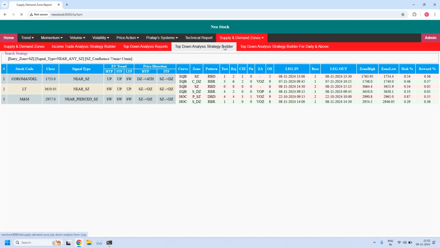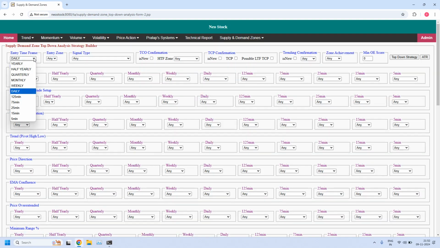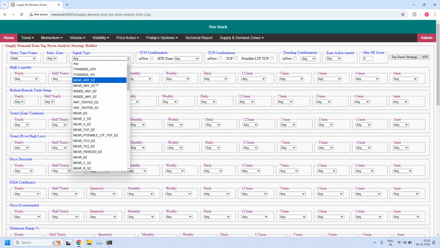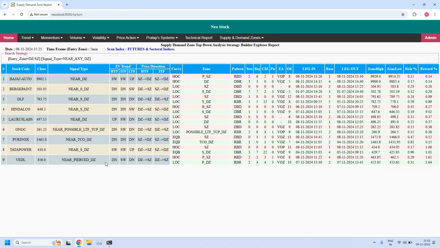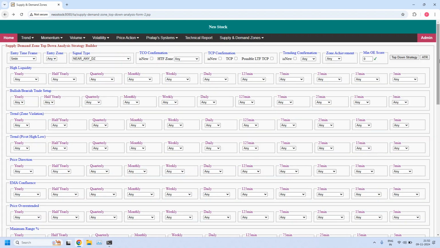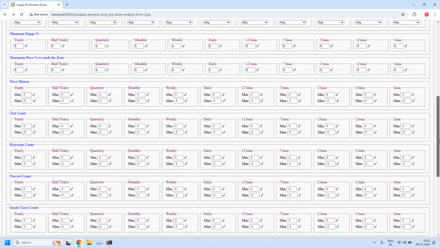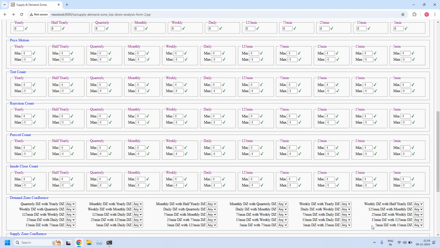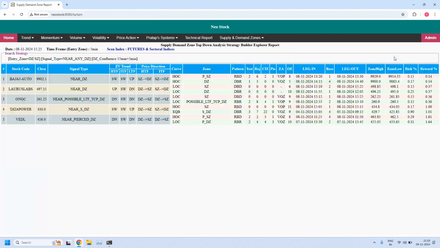Okay, next time frame is 5 minutes. Let us find the stocks near 5 minutes demand zone. 9 stocks are filtered. Let's identify how many of these zones are having an ITF demand zone confluence, that is 5 minutes with 15 minutes demand zone confluence. Five stocks are filtered.